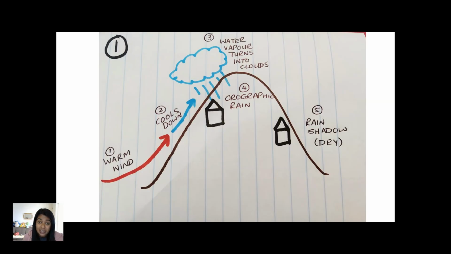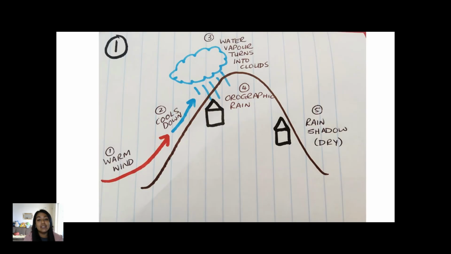As it starts moving upwards, it forms water vapor, which turns into clouds, and it starts to rain. And so basically, what this rain is called is orographic rain, forced rain. Because the mountain was there, it was forced to rain.